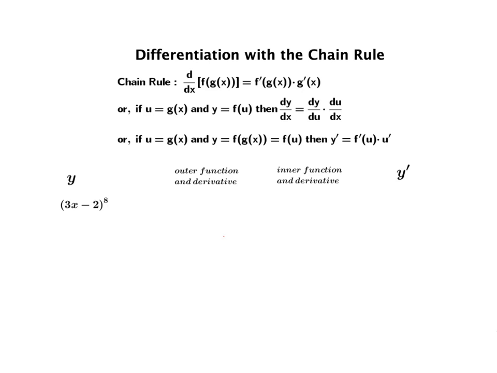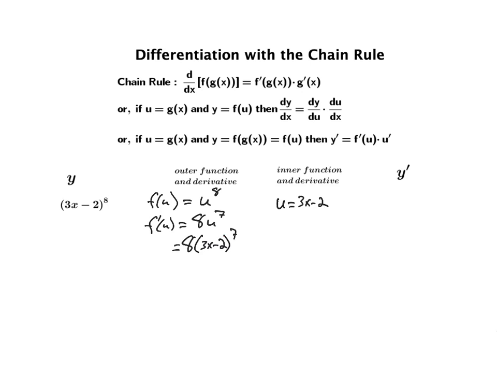So it's going to be super important to be able to identify your inner and your outer functions. So in this first example, the inner function u is going to be 3x minus 2. And then the outer function f of u is going to be the inner function u to the 8th power. So now let's find f prime of u. That's just 8u to the 7th power, which when we substitute g of x in for u, is going to be 8 times (3x minus 2) to the 7th power.